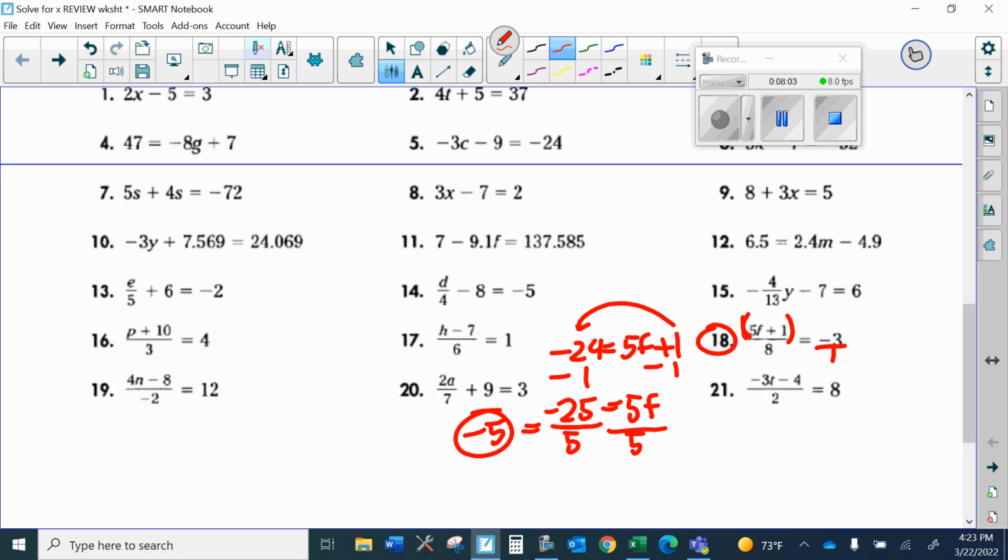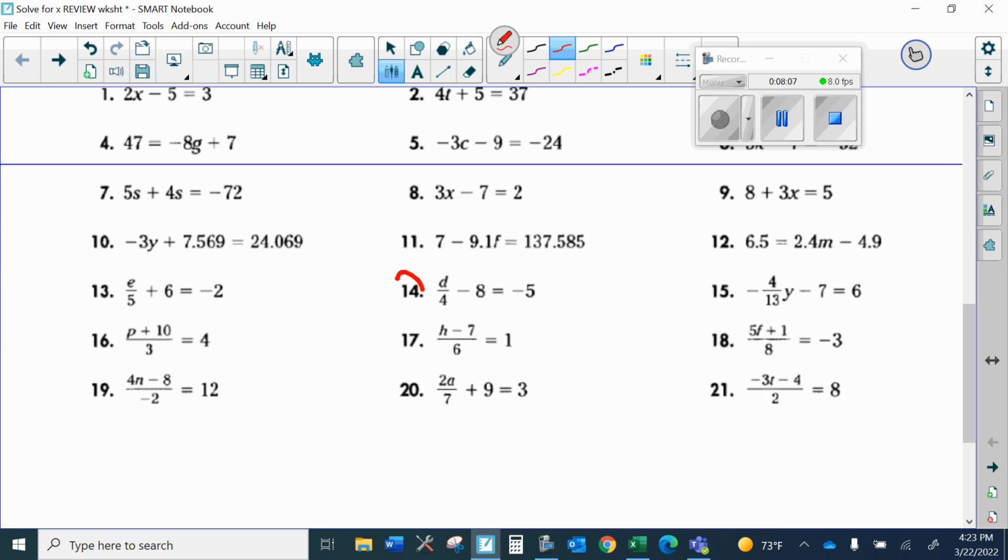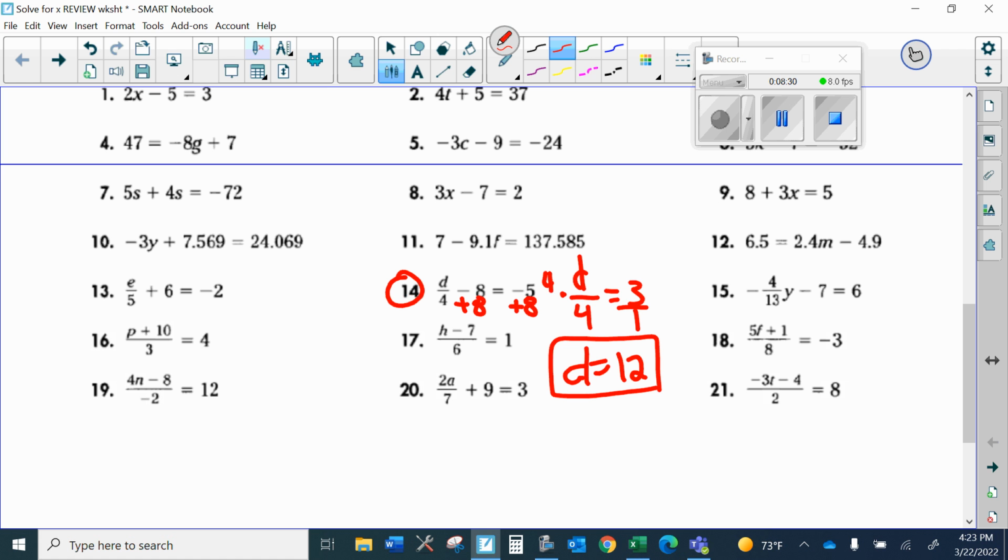And we'll do one more, say number 14 here. Reverse PEMDAS again. So I add the 8 across. I'm moving an entire term across, so it's add or subtract. So I'm left with d over 4 equals 3. And remember, I can write that as 3 over 1, and then I could cross multiply, and I get d equals 12. Okay, that's the same thing as multiplying by the reciprocal of 4, because that means 1/4 d.